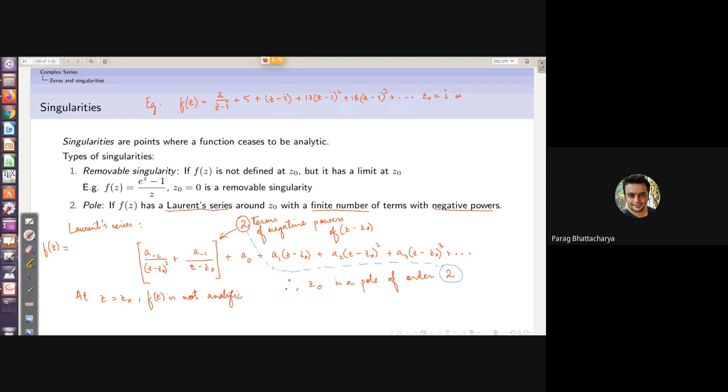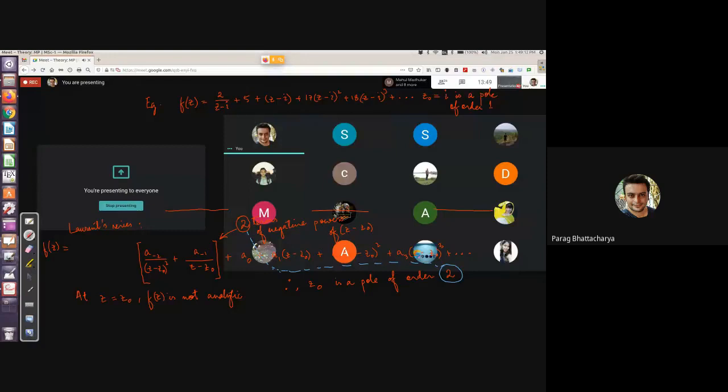What is the order of this pole? Just count how many terms there are with negative powers. Only one term with negative power, so the order is 1 in this case. Is this clear to everyone?